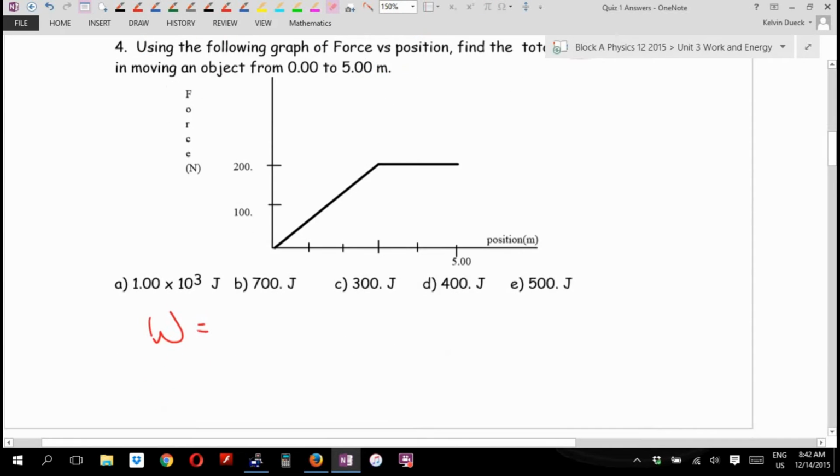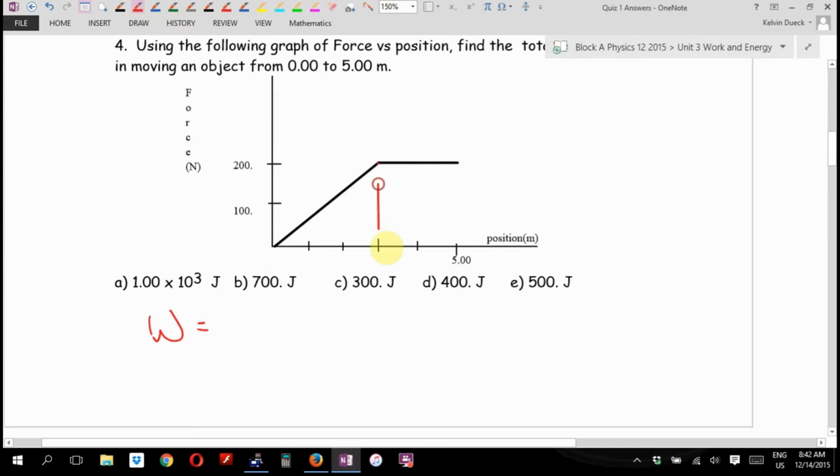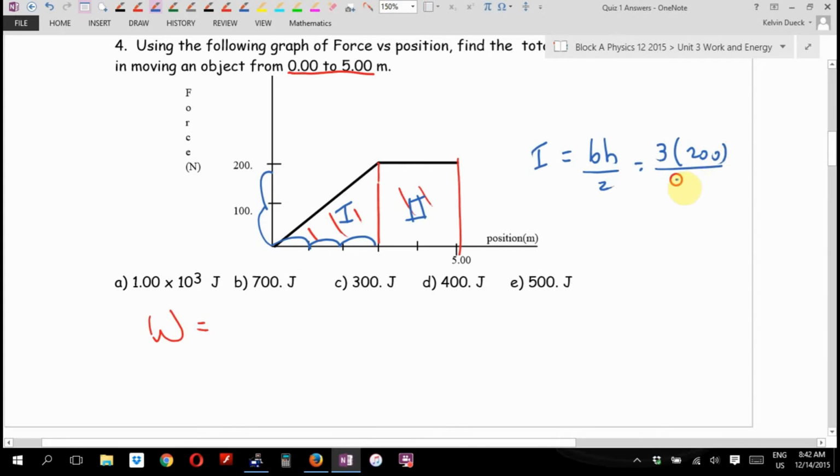Okay, that's kind of cool. I'll break this up, Jake, into a triangle and a rectangle. I double checked. They want me to go from 0 to 5, so they want the whole area. I'll call this area 1. I'll call this area 2. Area 1 is going to be base times height divided by 2. The base looks like it's 1, 2, 3. The height looks like it's 200 divided by 2. I can do that in my head because 200 divided by 2 is 100.